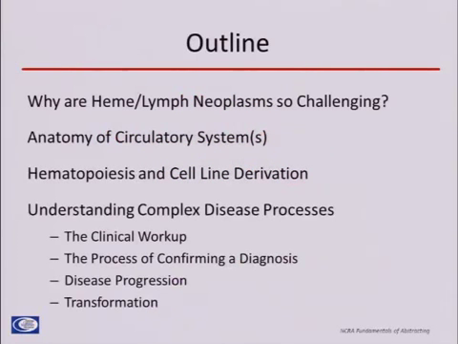Okay, here's our outline. We want to talk about why these cases are so challenging. That's primarily to let you know that you are not going to be alone in trying to figure these out. People have trouble with them. We're going to talk about the anatomy of the circulatory systems. There are two circulatory systems, not one. And a lot of registrars, even seasoned ones, don't really recognize that. So you have a blood circulatory system and a lymphatic circulatory system, and both of them function together.